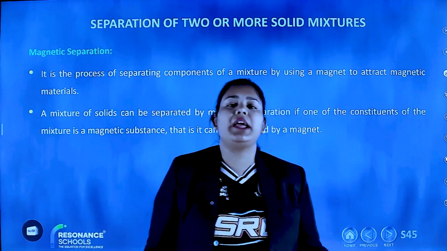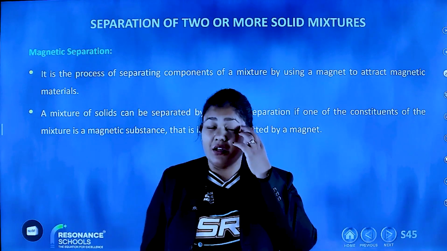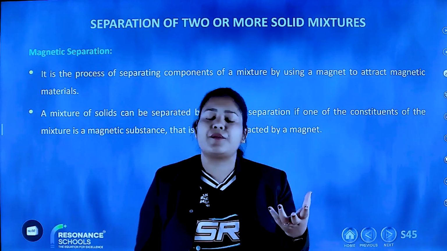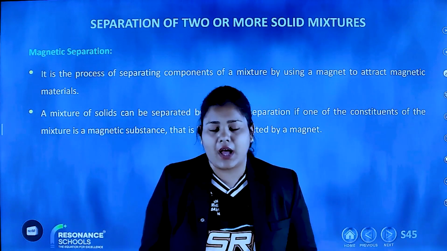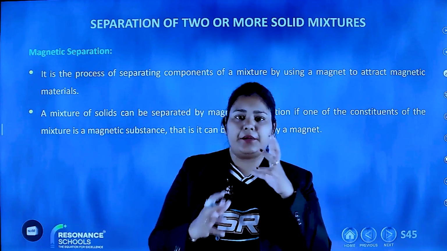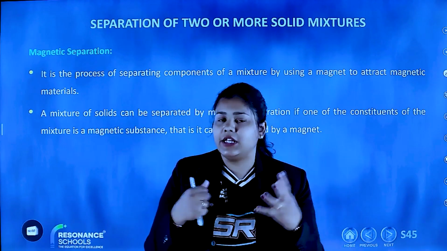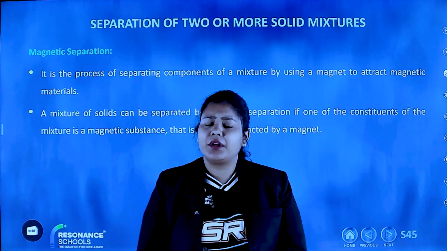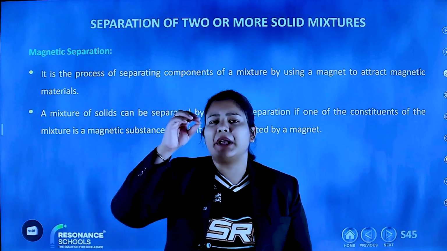Now basically I took some iron kernels, you know, the flakes of iron, or you can say the granules of iron. They are known as iron kernels. I have taken iron kernels and mixed them with sand, because both are granules or grainy in nature, that's why I mixed them. Now I have to separate them. So is it possible that I separate them one by one?